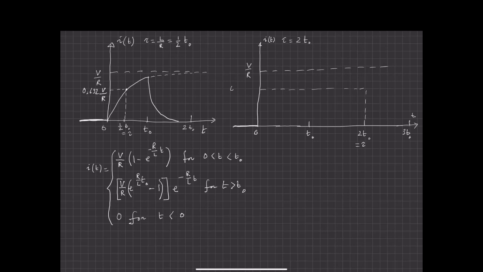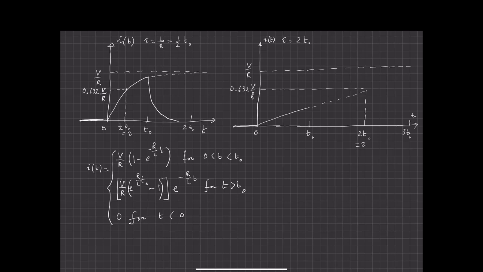This is 0.632 V over R, 63.2% of its final value. And so what the response is doing is the following. It starts out at 0, from minus infinity to 0, and then it starts to take off towards V over R, right?